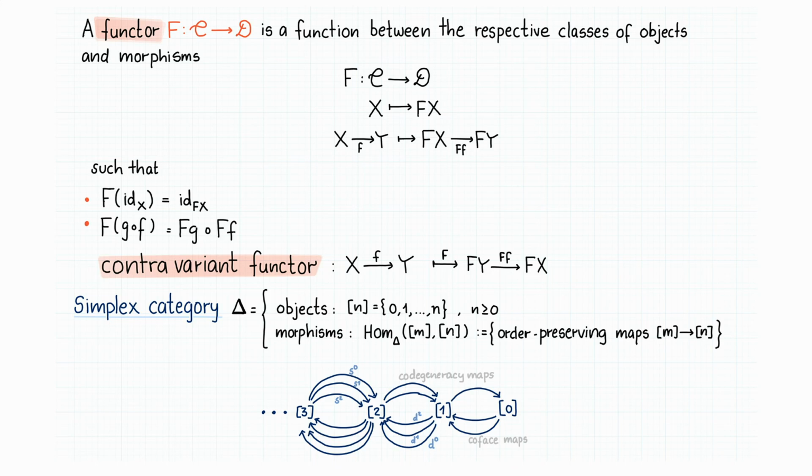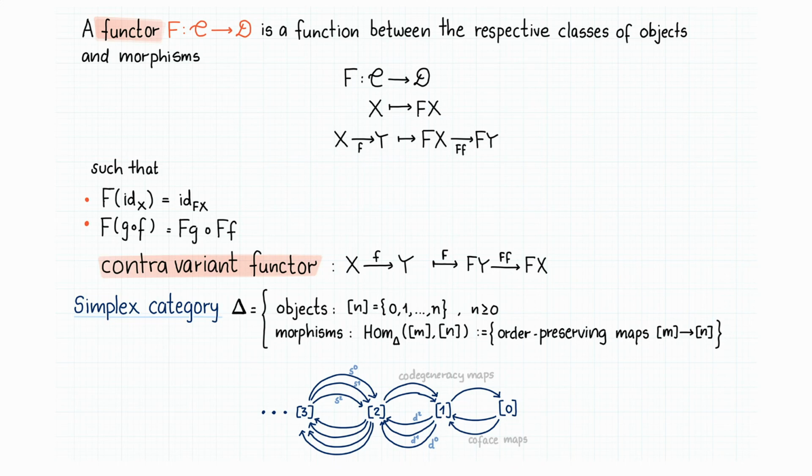So I've listed it down for some initial cases. For instance, from 1 to 2, you have 3 maps going from 1 to 2, and you have 2 maps going from 2 to 1. The maps on the top are called co-degeneracy maps, and the maps on the bottom are called co-phase maps. Any other morphism in this category can be written as some combination of these consecutive maps. So in a way, these maps generate the set of morphisms in the simplex category.